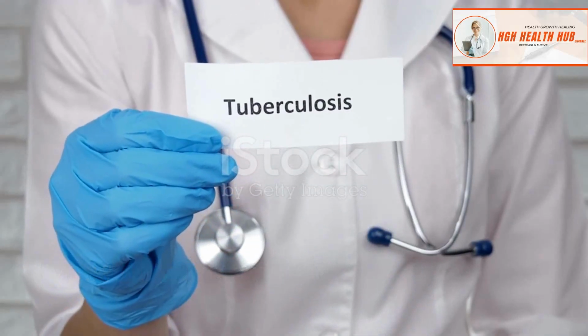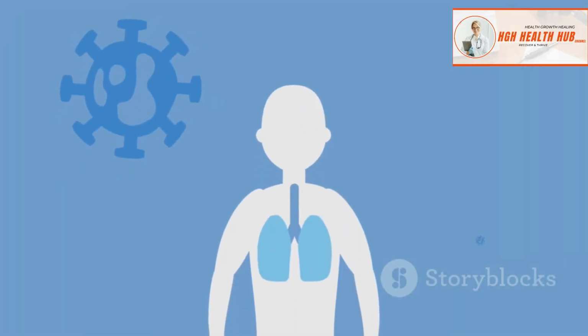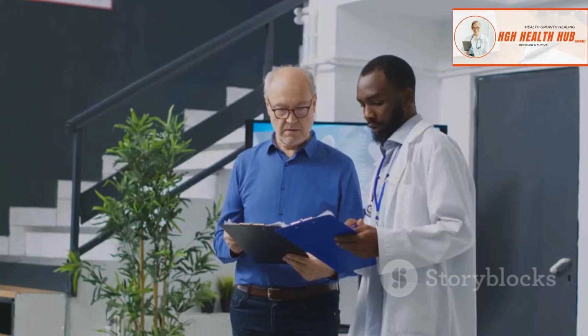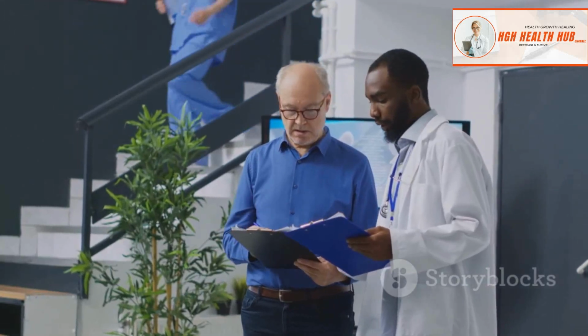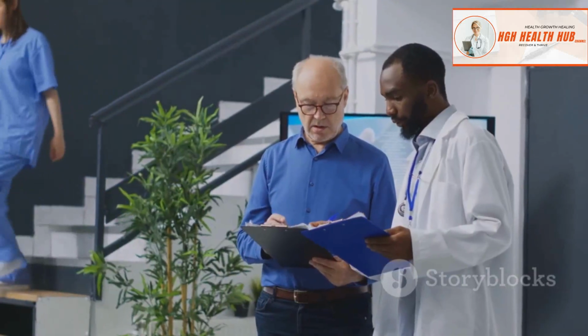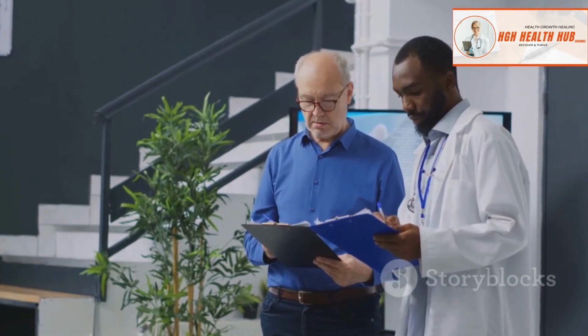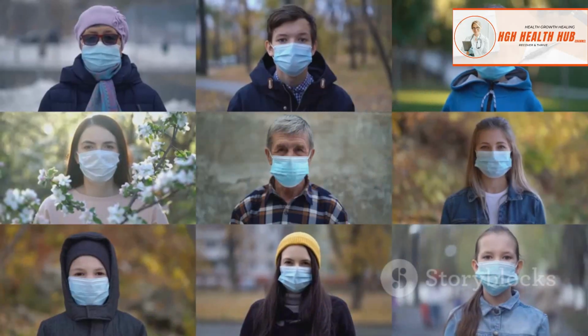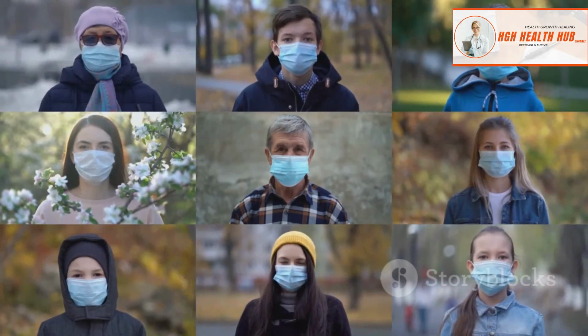There are two main types of TB infection: latent TB infection and active TB disease. Latent TB infection means you have the TB bacteria in your body, but you are not sick and cannot spread the bacteria to others. Many people with latent TB never develop active TB disease.